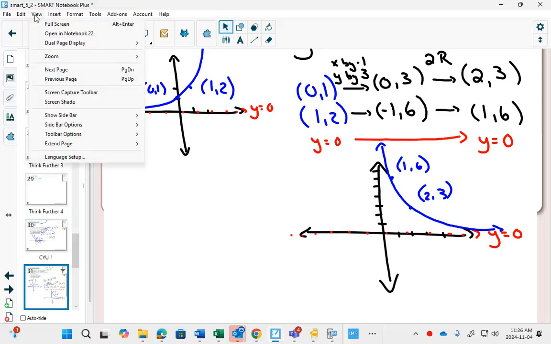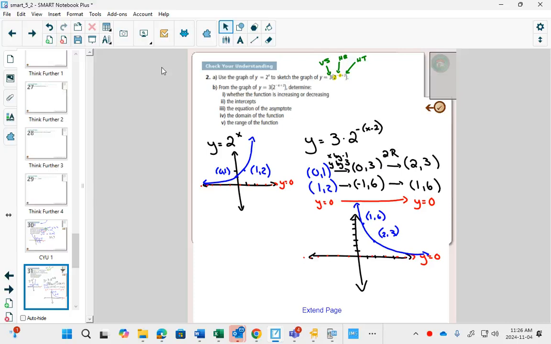Now, based on this, we can answer these questions. Is it increasing or decreasing? Our final graph is decreasing. Intercepts, I have none. Hope you can see that because of that asymptote, there are no x-intercepts. But your y-intercept, again, I don't see it on my graph, so then I'm going to go to algebra.